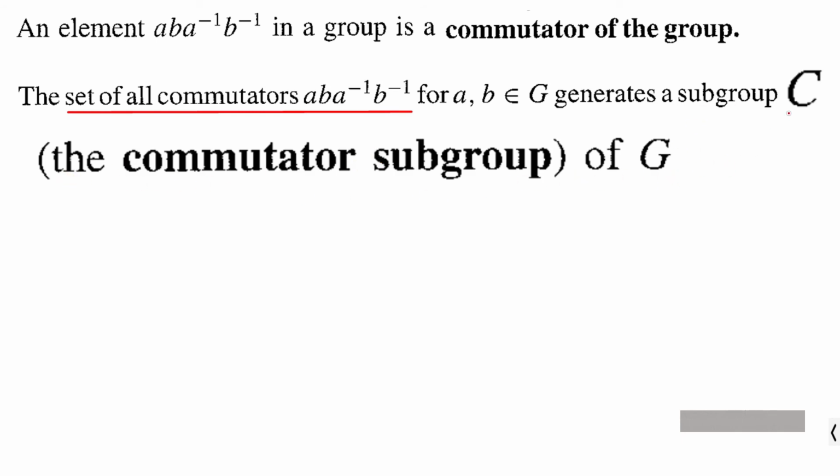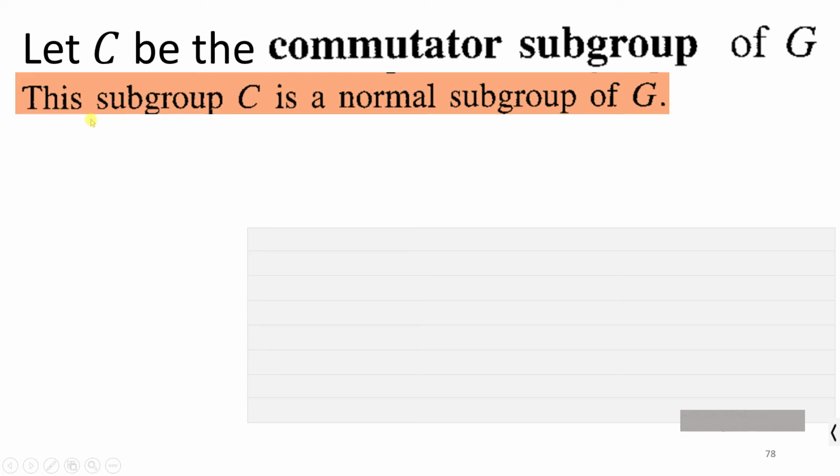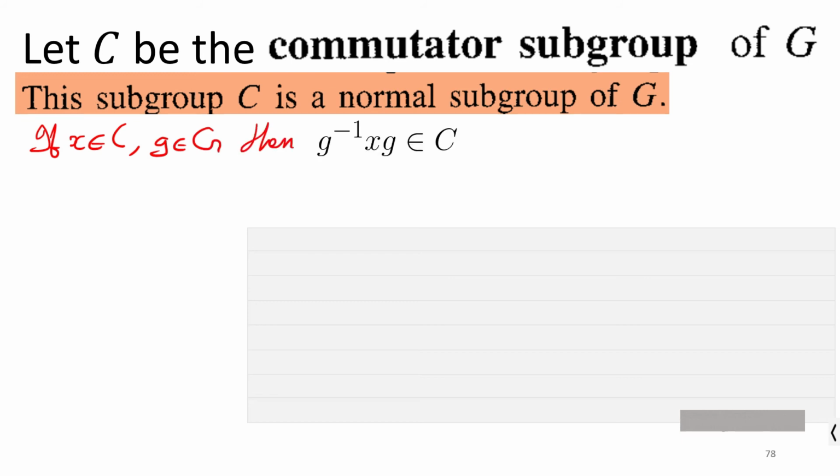Now we usually denote it with C. So let C be the commutator subgroup of G. You can easily prove that this is a normal subgroup of G. Since it is a subgroup generated by the set of all commutators, we just need to prove that C is normal in G. That is, you have to start with an element x in C and g in G, and you need to show that g inverse x g belongs to capital C.